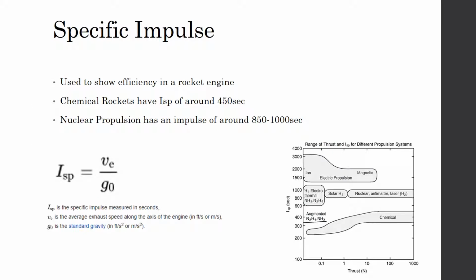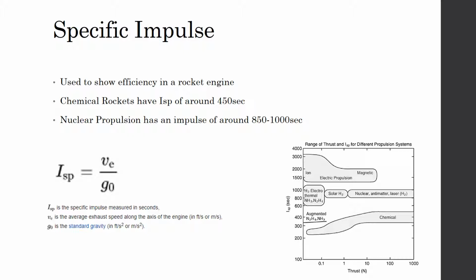So we're going to start out by talking about specific impulse. Specific impulse is used to show the efficiency of a rocket engine. Chemical rockets have a specific impulse around 450 seconds, and that is really good, especially for a chemical rocket. In contrast, a nuclear propulsion rocket has an impulse around 850 to 1,000, so more than twice, almost 3 times the amount.